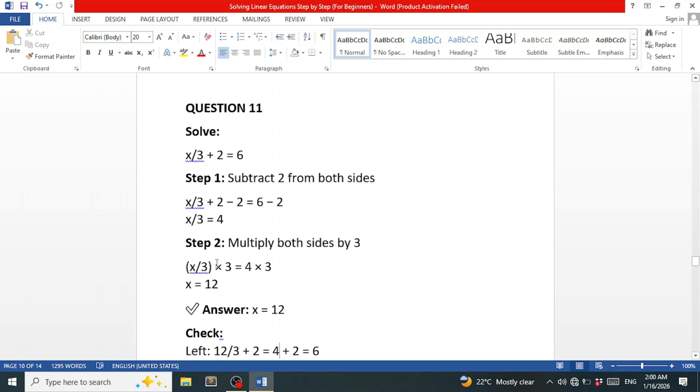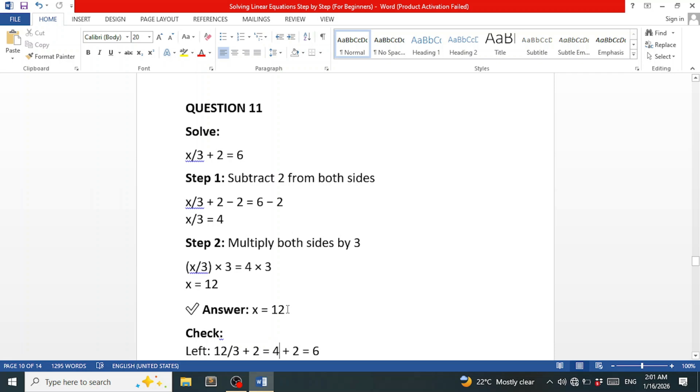1 times x, we're gonna have x. X is equal to 4 times 3. You can do this on your calculator, then you're gonna have 12. Or if you can use your head, this is very simple, 4 times 3, you're gonna have 12. So our solution, or the value of x, is equal to 12.